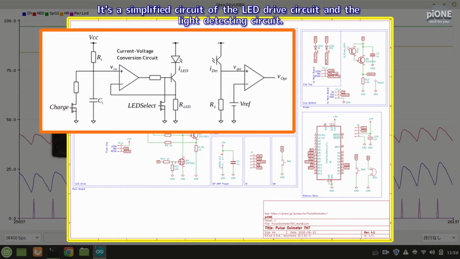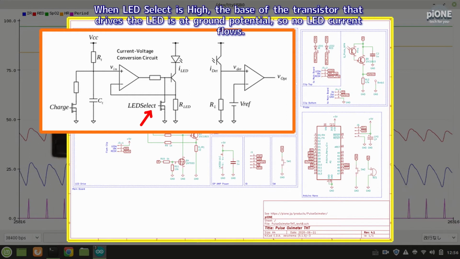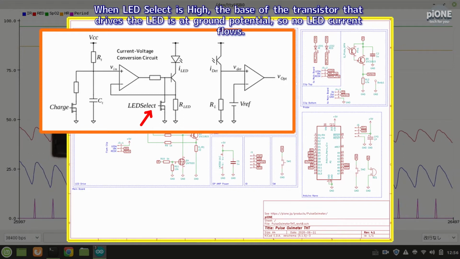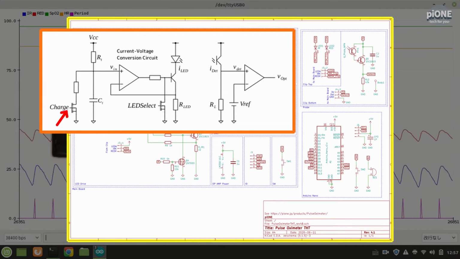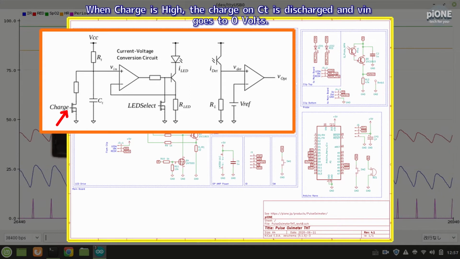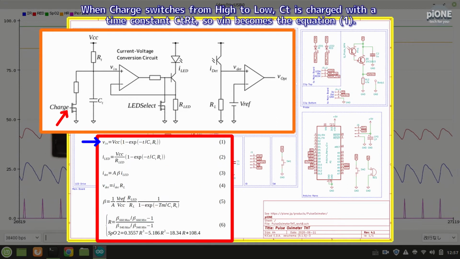It's a simplified circuit of the LED drive circuit and the light detecting circuit. When LED select is high, the base of the transistor that drives the LED is at ground potential, so no LED current flows. When LED select is low, LED current relates to the output of the op amplifier. When charge is high, the charge on CT is discharged and VN goes to 0 volts. When charge switches from high to low, CT is charged with a time constant CTRT, so VN becomes the equation 1.